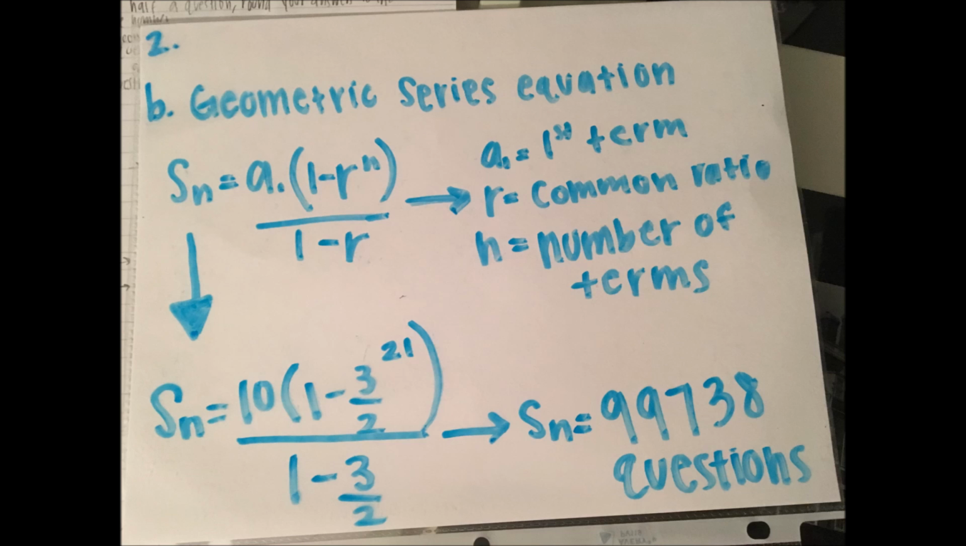And so when you plug that into your calculator, you get the total number of questions to equal 99,738. So when you take all the questions from the 21 tests and you add them all together, you get 99,738 questions in the semester.